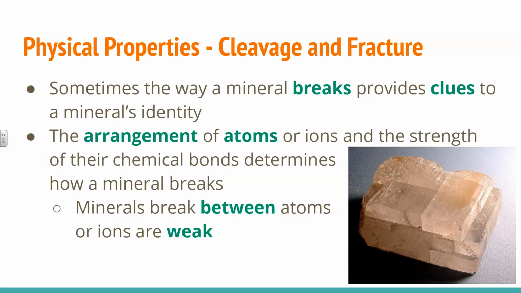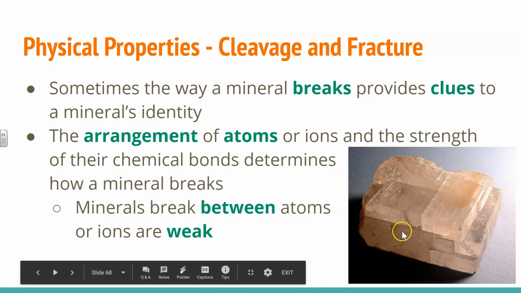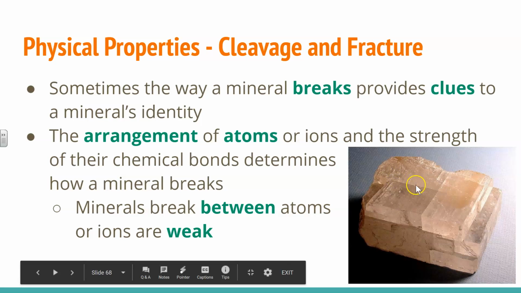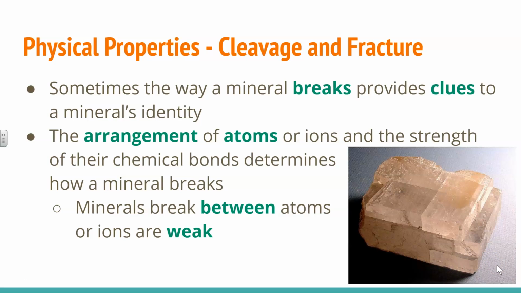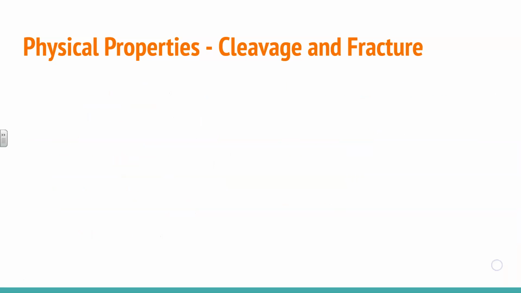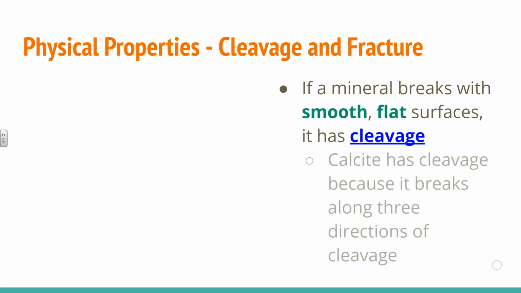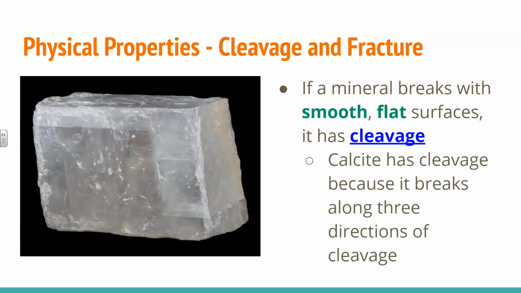You can see in this mineral, I believe it's calcite, you can actually see some segments already. So right here we have it already kind of breaking apart. Going this direction, we already have it breaking apart, and going this direction, up and down here, we have all sorts of slits that are already kind of there, showing, hey, this is where it's weak. This is where the atoms or ions are not super strong anymore. So if a mineral breaks smoothly with a flat surface, it's said to have cleavage. Calcite has cleavage because it breaks along 3 directions, actually.